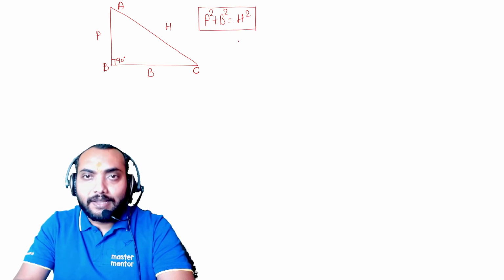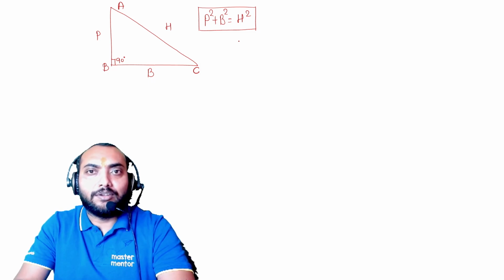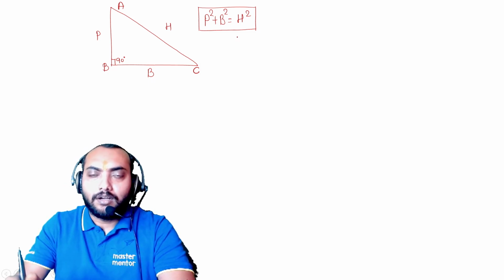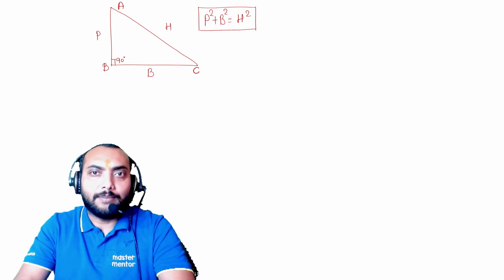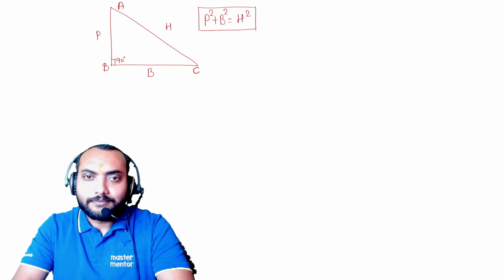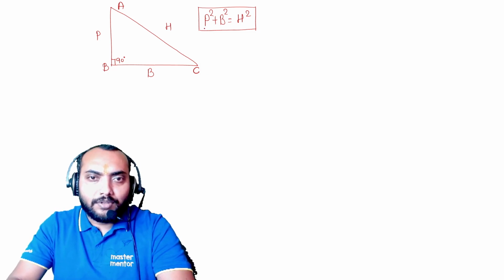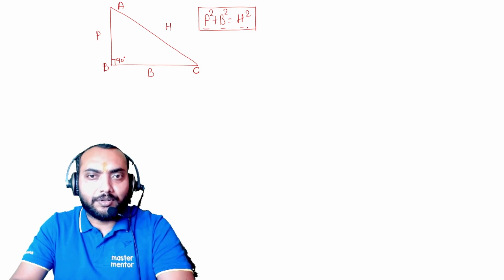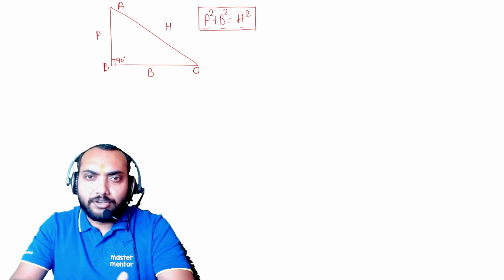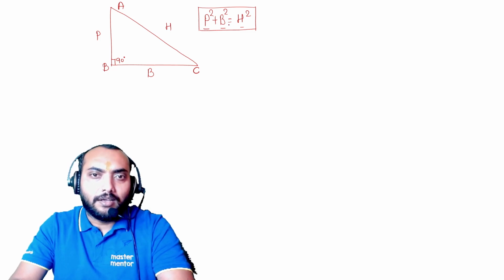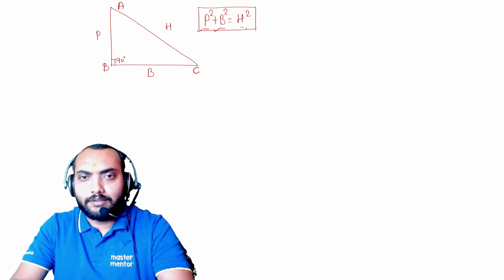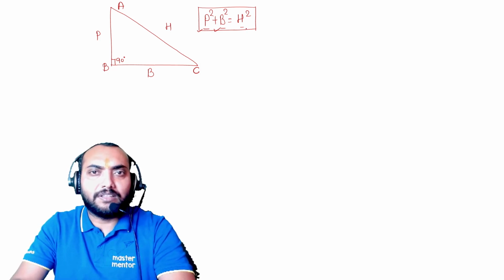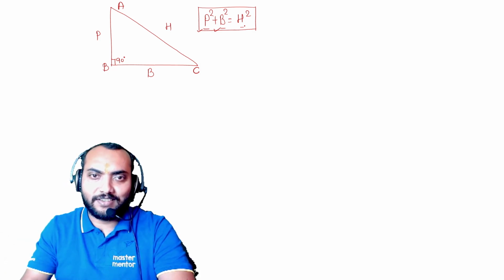This is very important, because you will be using it in your higher grades, like in trigonometry and in mensuration. Here you have three variables P, B and H, that means perpendicular, base and hypotenuse. Sometimes a simple question will be asked where any two sides will be given and you have to find out the third side. It is quite easy. Whenever you are given two sides, you can find out the third side, right?